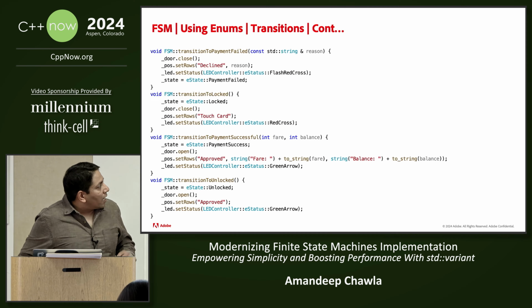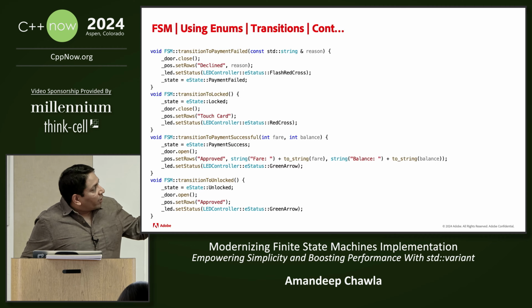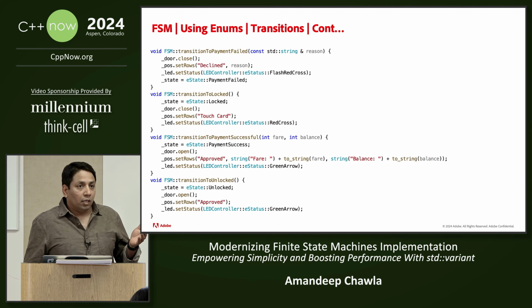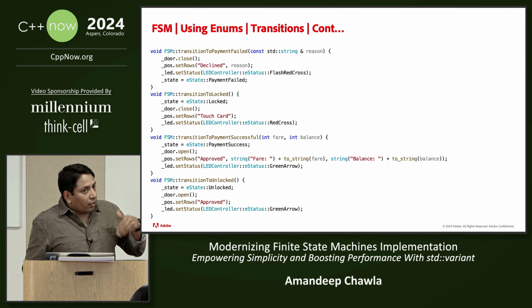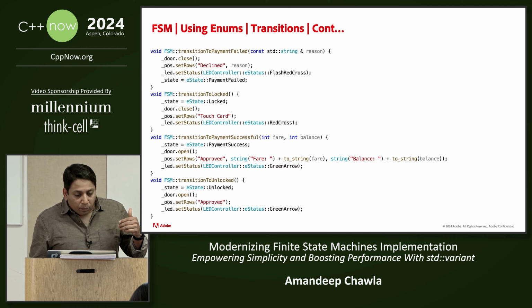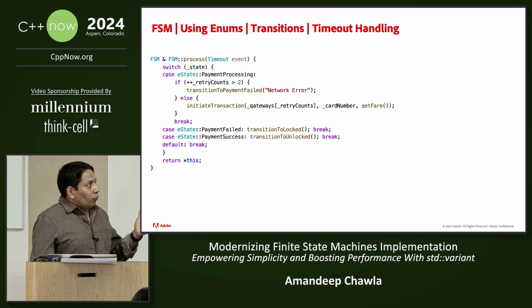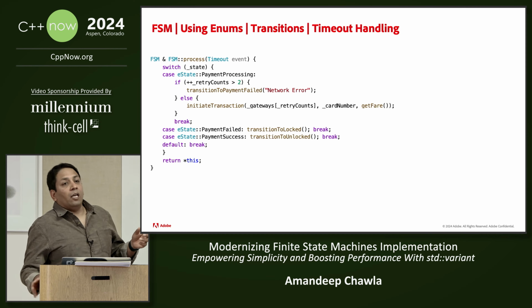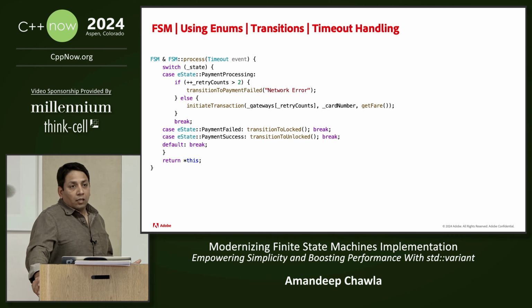The interesting ones are, see, whenever we are making a transition, we have to call the functions, we have to set the devices properly. So this code is getting repeated multiple times. Plus later on we will see what problems it can pose. And this is the complex one, where the same event is handled by multiple states, if you see.